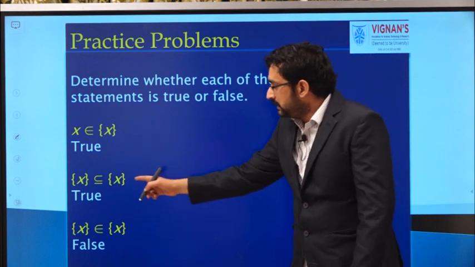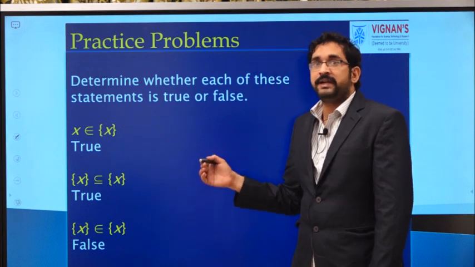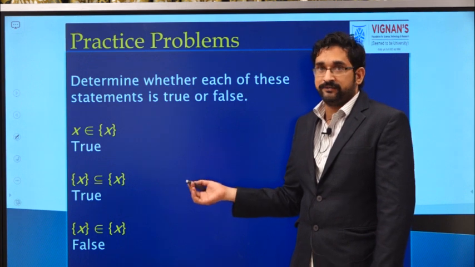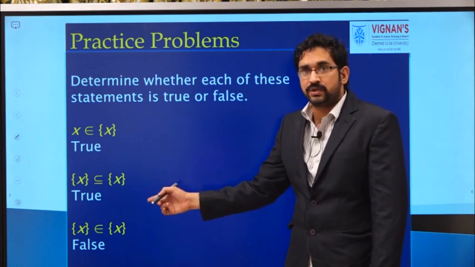Next, see the next one. Singleton X is a subset of itself. We know that every set is a subset of itself. So according to that result, we can say that the second statement is also true.